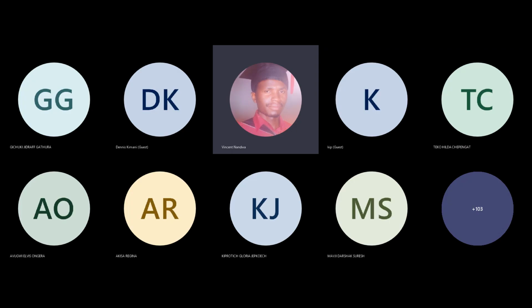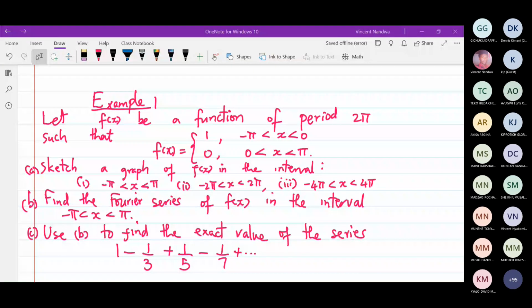So let f of x be a function of period 2 pi. Then f of x is defined piecewise, such that from minus pi to 0 it is 1, and from 0 to pi it is 0. So the first part of the question is to sketch f of x in the interval.